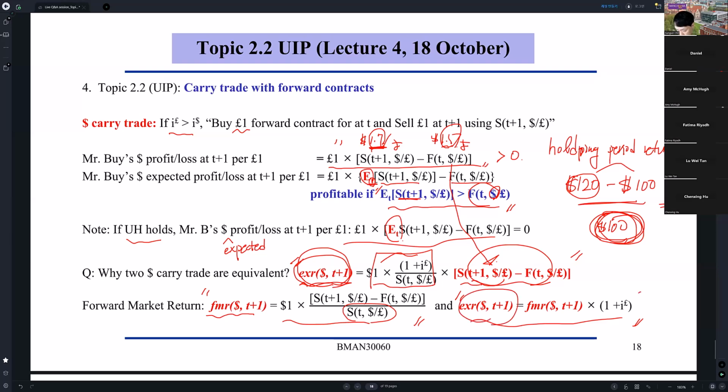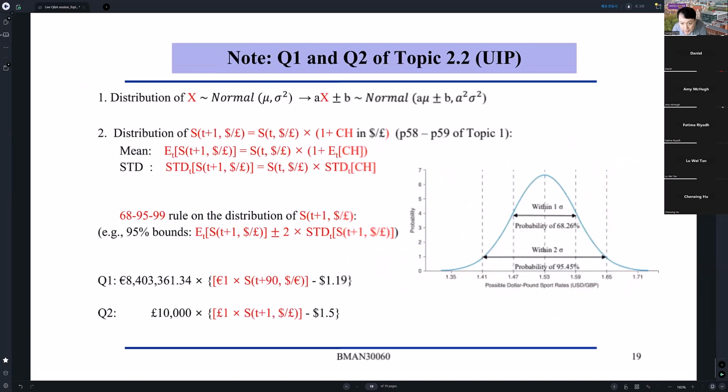What is in the left-hand side? This is the excess return from borrowing dollar and investing in the pound money market, right? It's equal to forward market return plus 1 plus pound interest rate. This is just a number, something like 1.12 in our lecture note example. So forward market return is derived from the second carry trade using forward. Excess return here is derived from the first form of carry trade, borrowing dollar and converting and investing into pound money market.